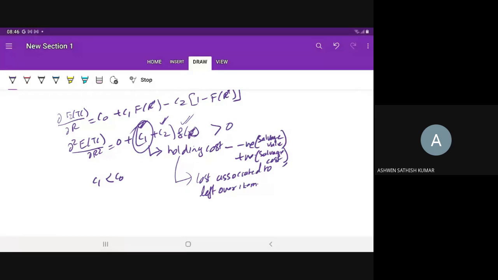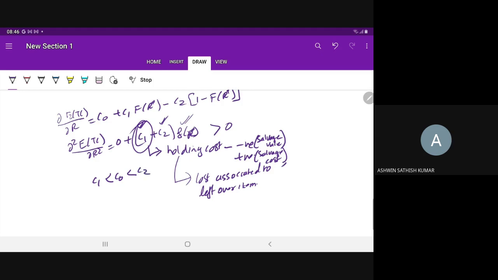Nobody will give you more than the purchase price. For example, if you have an old newspaper, nobody will give you more than the cost price of the newspaper. The salvage value is always lesser than the cost price. So C1, whether it is negative or not, is lesser than C0, and we have already seen that C0 is lesser than C2.